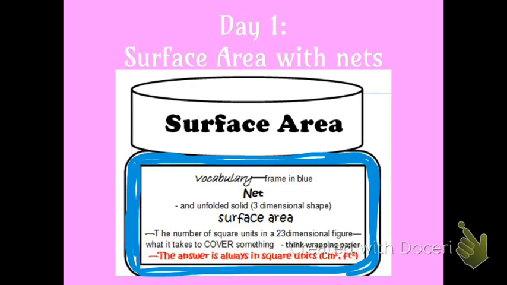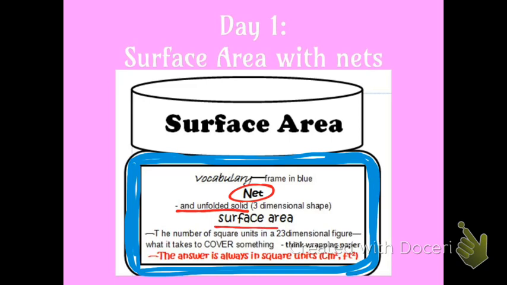How many people have actually heard of nets before when it comes to math? You're familiar with that word. Okay, not many of you. Okay, so a net, this is an important word to remember. It is an unfolded solid, and that's what we're going to be working on today, some unfolded solids. So a solid is a three-dimensional shape, like a pyramid, like a cube, something like that. And so the net is what happens when you unfold it and make it flat.